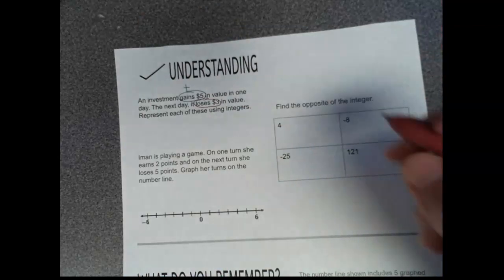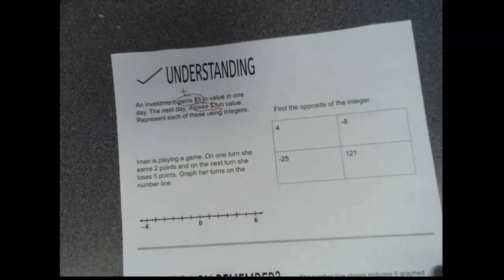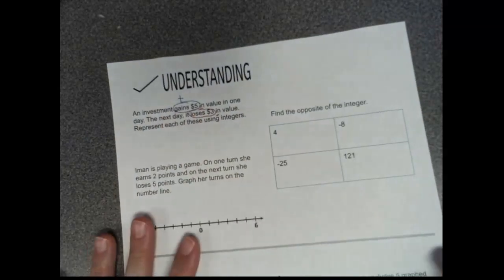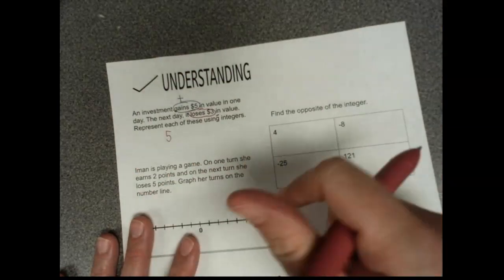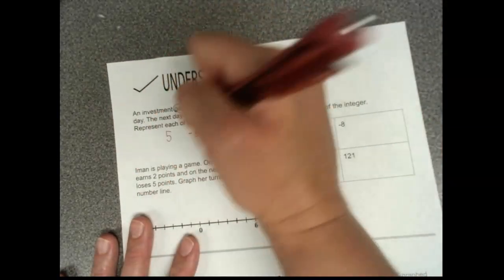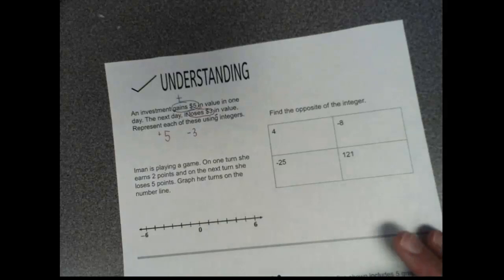So it loses, and taking it away, so that's negative. Represent each of these using integers. So gaining 5, I just get to write 5 there. Losing 3, that would be -3. Now if you want to put a little plus sign next to your 5, representing that you're gaining 5, you can, or you can just write a normal 5. Each of those are correct.